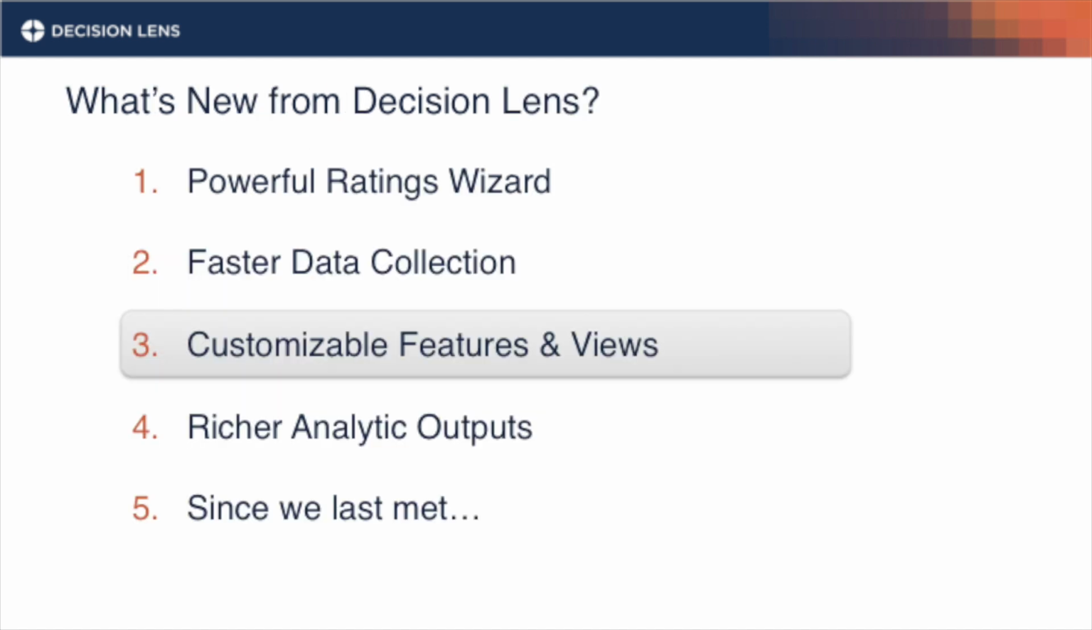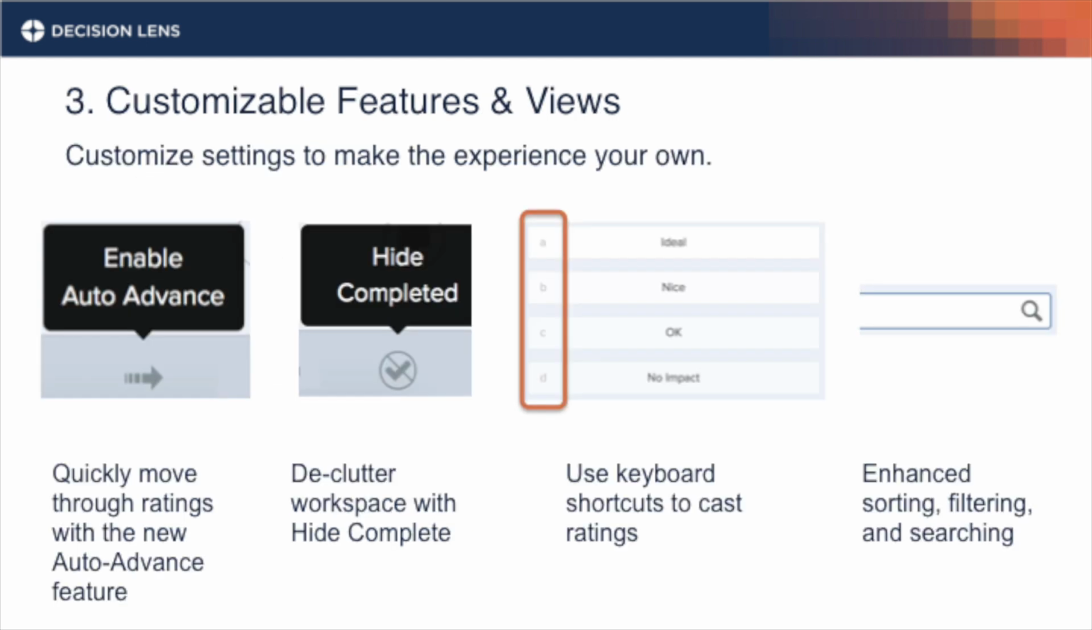Along with making it faster, we really want to make this process more customizable for our users. We think some of these features are also going to speed up the ratings process. I want to talk about a few. The first is our Enable Auto Advance. This is a great feature to save time and save yourself some clicks. If I'm rating in a single view and I have this enabled, I'm able to choose my rating and then have Decision Lens automatically take me to the next rating that I need to complete. Again, it saves some clicks and some time for you.